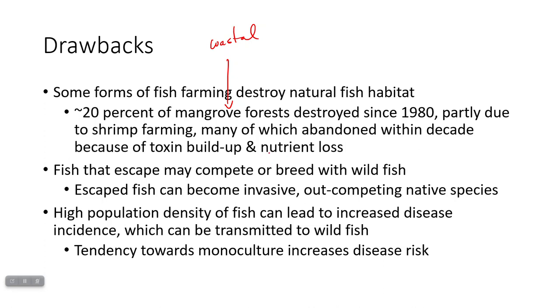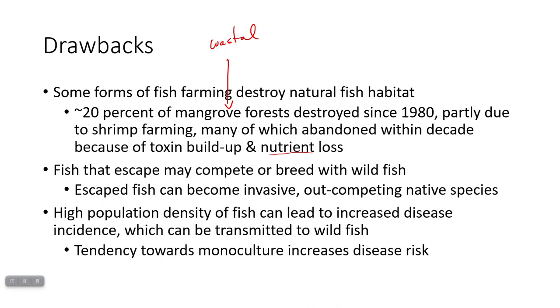The nutrients in the area may be lost, and then you end up having to go and clear more mangrove forest to grow new shrimp. This is very similar to what's done in the Amazon rainforest, where you clear some land, use it for a few years, use it up, and then have to move on and destroy more habitat.